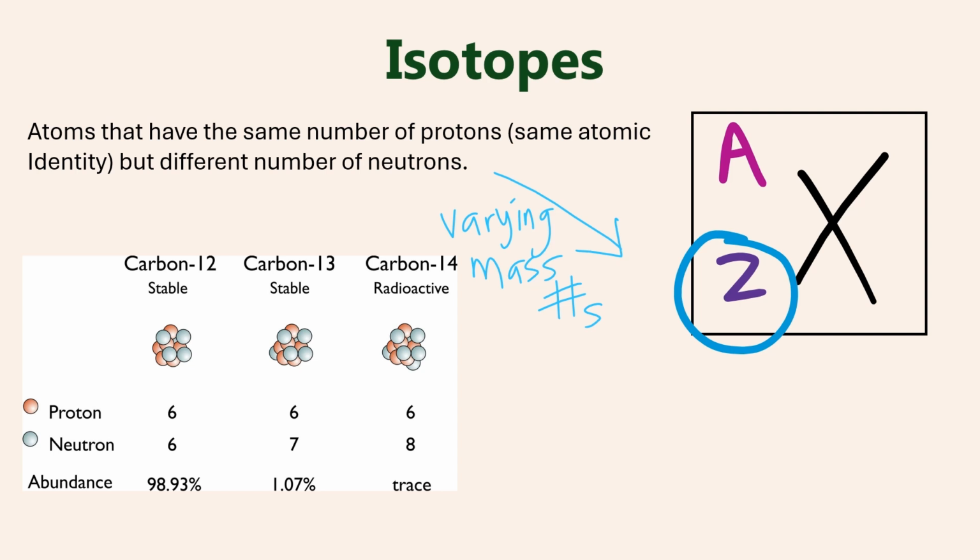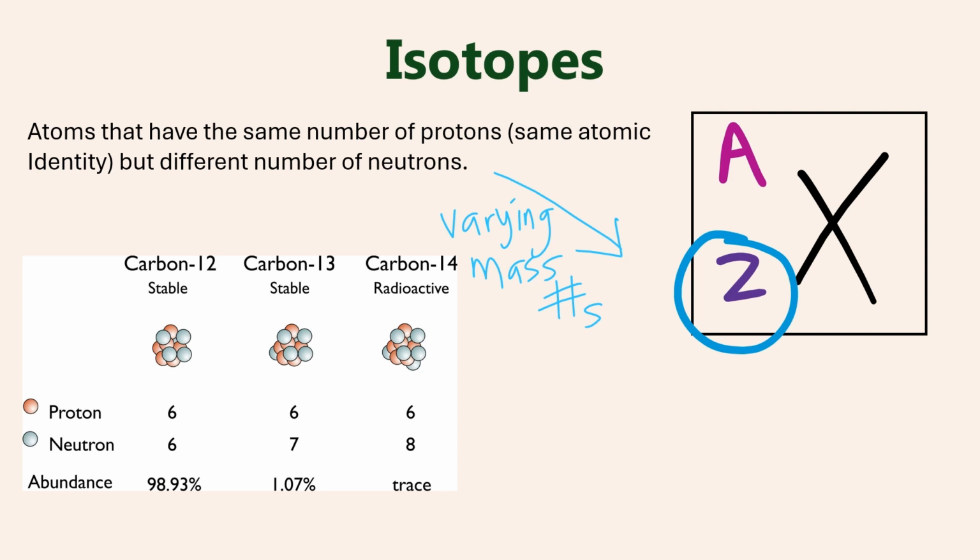And then if we want to look at the definition of isotopes, isotopes are when the atoms have the same number of protons. So this means that it's the same atomic identity, because remember, the atom's identity is only looking at the number of protons. However, they have different numbers of neutrons. So that means that they have varying masses. So one mass is heavier than the other mass because the number of neutrons is different.